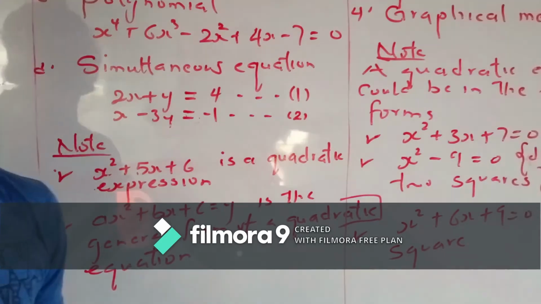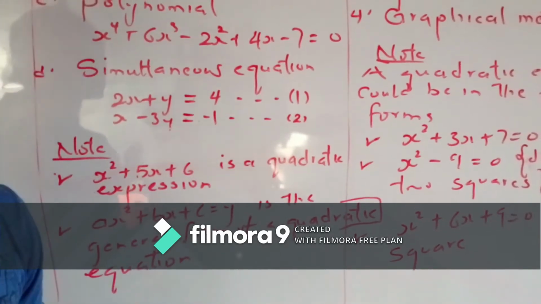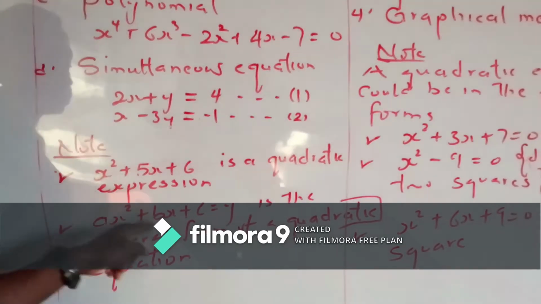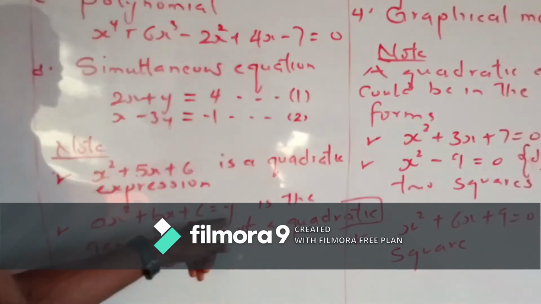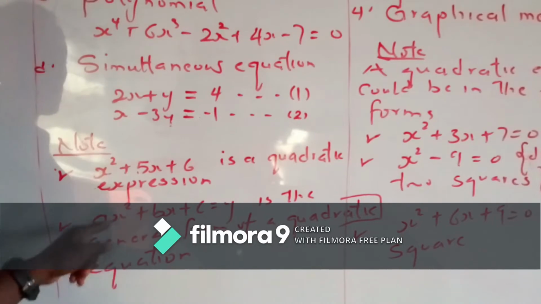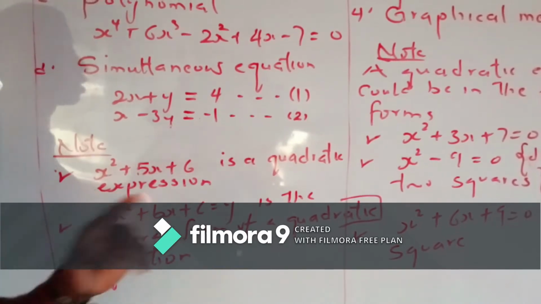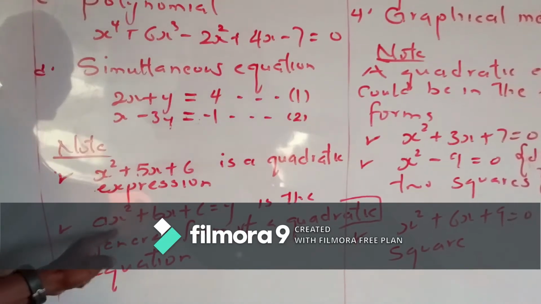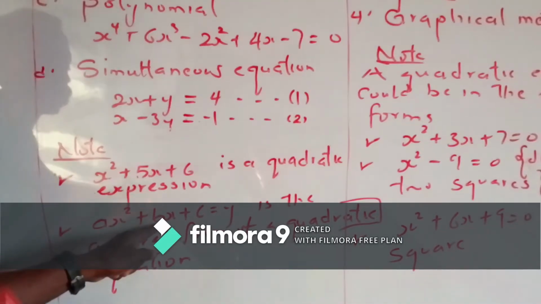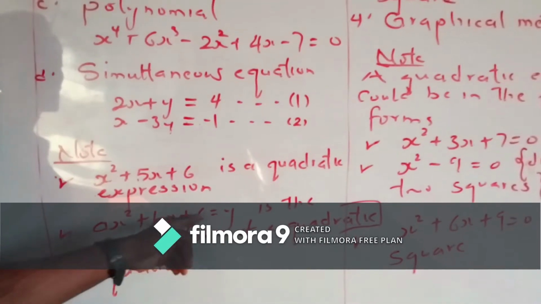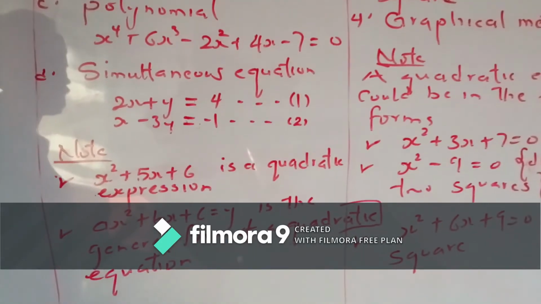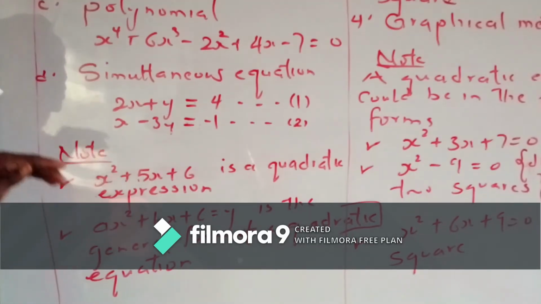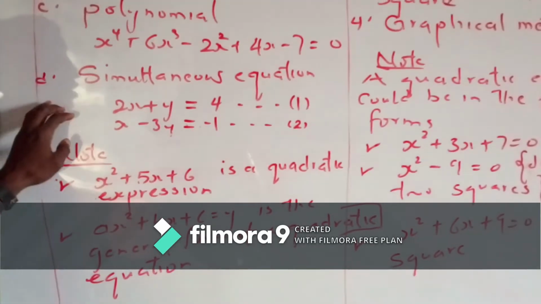Also note that the general form of every quadratic equation is given as ax squared plus bx plus c equals 0, where a is the coefficient of x squared, b is the coefficient of x, and c is the constant. This is the general quadratic equation.